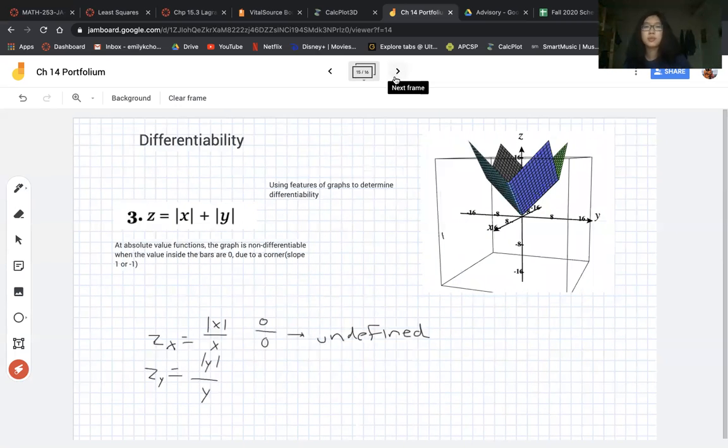Okay, so the last concept we look at is differentiability, and two pretty intuitive ways to do this are using features of the graph. You can see we have this function here, and along the x and y axes we get these corners, and we know that it's not differentiable at these corners because there are 2 different slopes approaching that point. And also, if we take the partial derivatives, we see that the derivatives evaluate to being undefined when x and y are equal to 0.